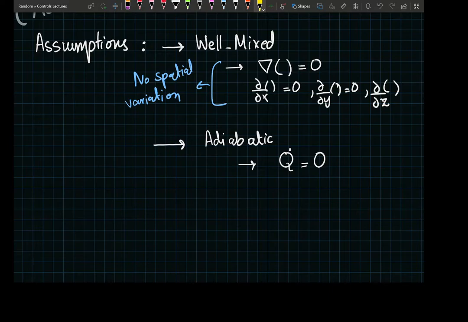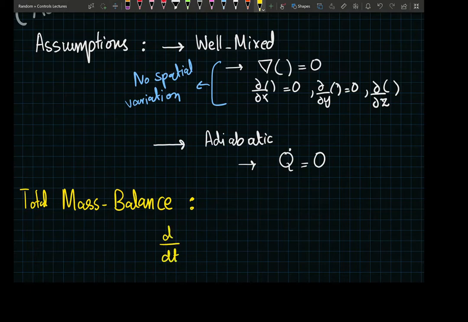So we're going to start off with our total mass balance. Writing a total mass balance for reacting systems is a good strategy, and I'm going to show you why. Let's write this first. The rate of change of mass inside the tank is going to be equal to the input density times the inlet flow rate minus the rate at which mass is leaving our stream.